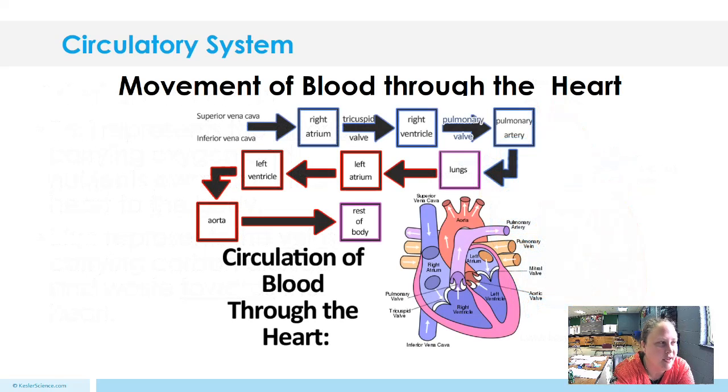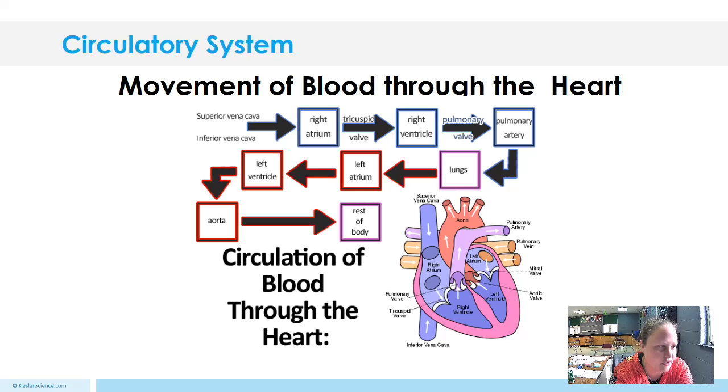So movement of blood through the heart. It starts at the superior vena cava and inferior vena cava, bringing the carbon dioxide and waste back to the right atrium. Then it travels through the tricuspid valve, then the right ventricle, then the pulmonary valve, and then the pulmonary artery. Then it goes to the lungs. Once it drops off the carbon dioxide and picks up the oxygen, it goes back to the left atrium, then through the left ventricle, then to the aorta, and then it's pumped out to the rest of the body.